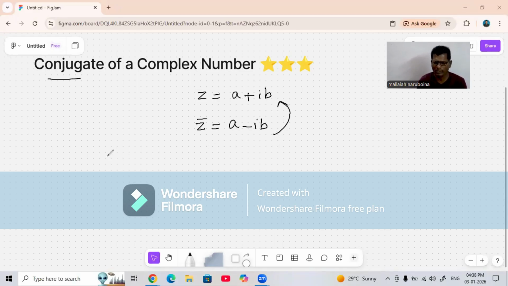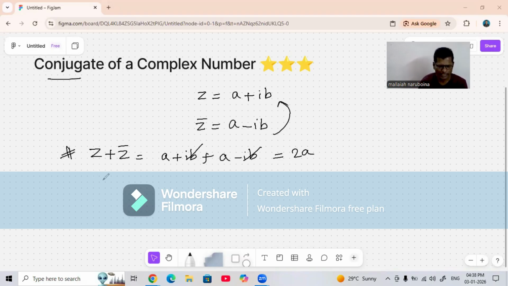Now some values we have to find, that is z plus z bar value. z value is a plus ib, plus z bar is a minus ib. Plus ib minus ib gets cancelled. a plus a is 2a. So remember these values: z plus z bar is 2a.